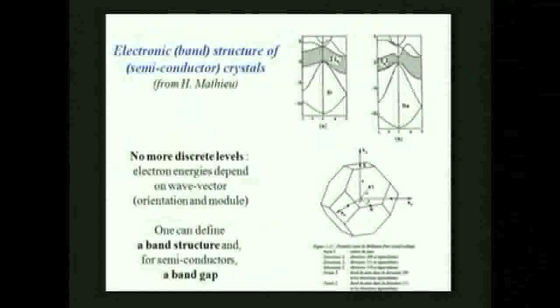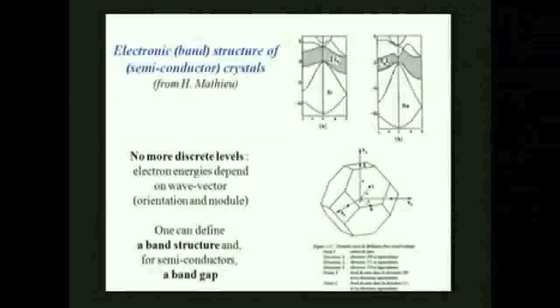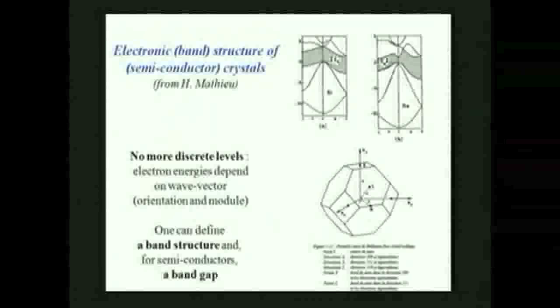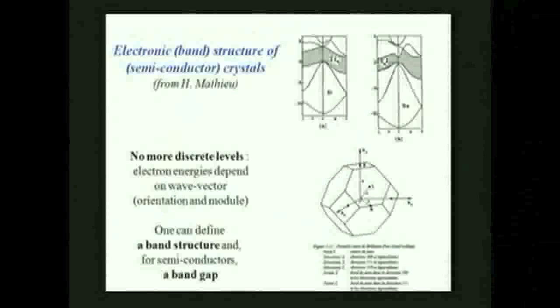Therefore, when you describe the electronic properties of a crystal, you have to describe the electronic levels as a function of what we call a wave vector. The wave vector is the vector that describes the propagation of waves in a crystal. So when you want to describe electronic properties in a crystal, you cannot plot discrete levels anymore. You have to plot what physicists call dispersion curves. And what we call a dispersion curve is the variation of the electron energy with respect to the wave vector.